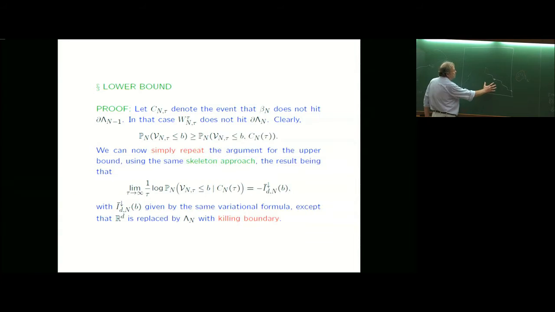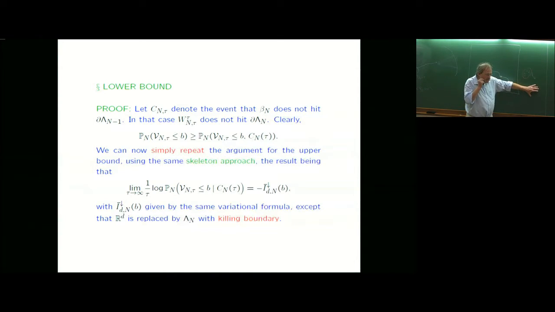Then certainly the volume that I get by doing that will be less than that of the full Wiener sausage, because it doesn't get any chance of creating a Wiener sausage outside the box. So by using killing boundaries rather than periodic boundaries, I'm going in the opposite direction. So I get a lower bound by killing the thing at the boundary.